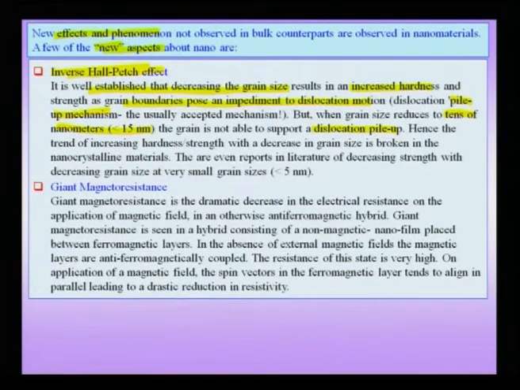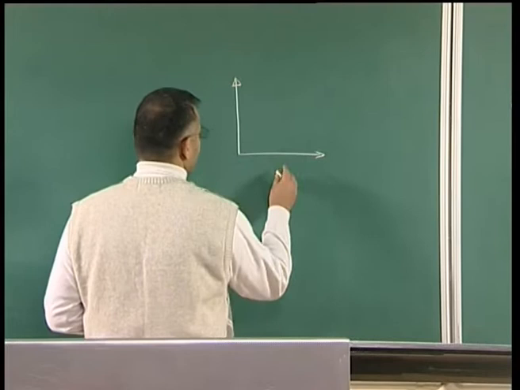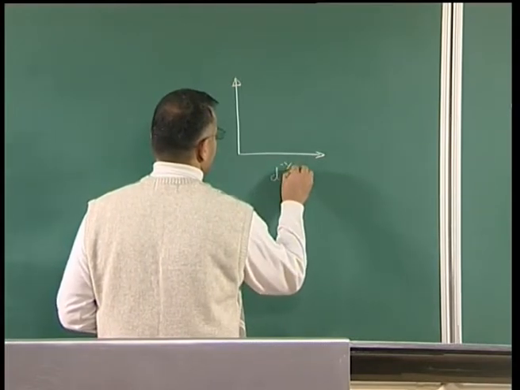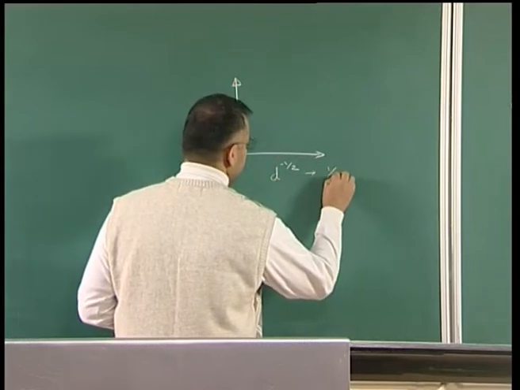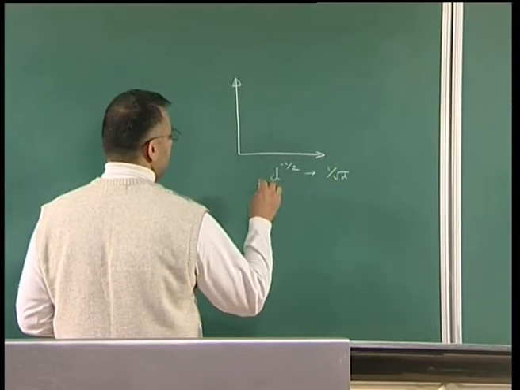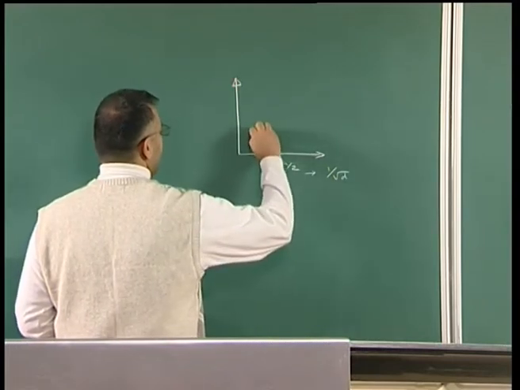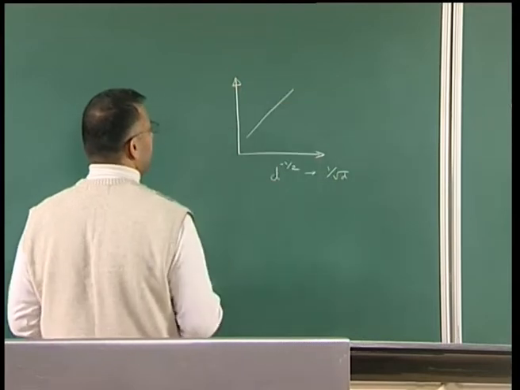So, in the Hall-Petch relationship, typically we observe that if I am plotting 1 by root d, with respect to, that means the decreasing grain size to the right, I would notice that there is a straight line, okay.